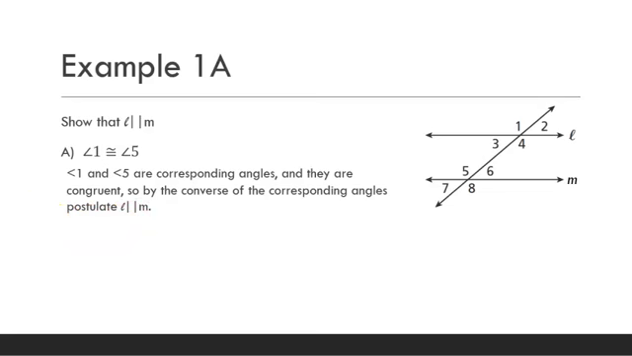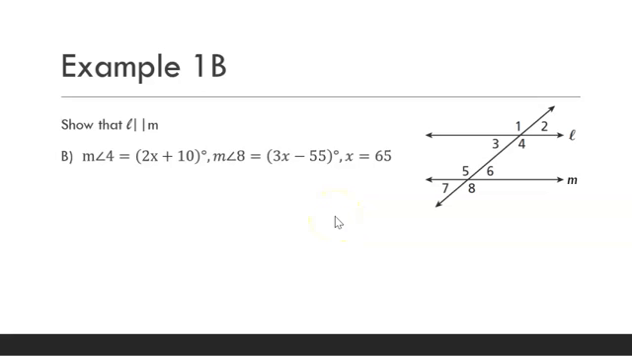In this one, they're going to make it a little bit harder. In example 1b, it says show that L is parallel to M. And they told us these values. Angle 4 is 2x plus 10 degrees, and angle 8 is 3x minus 55 degrees. Now notice they also told us what x is. So again, we're going to start off by identifying our angle pair. Angle 4 is here, and angle 8 is here, making them corresponding angles. Now, we don't know their measurements, but we do know that they should be congruent. We can take our 65 and plug it into each of these expressions to see what those measurements are.